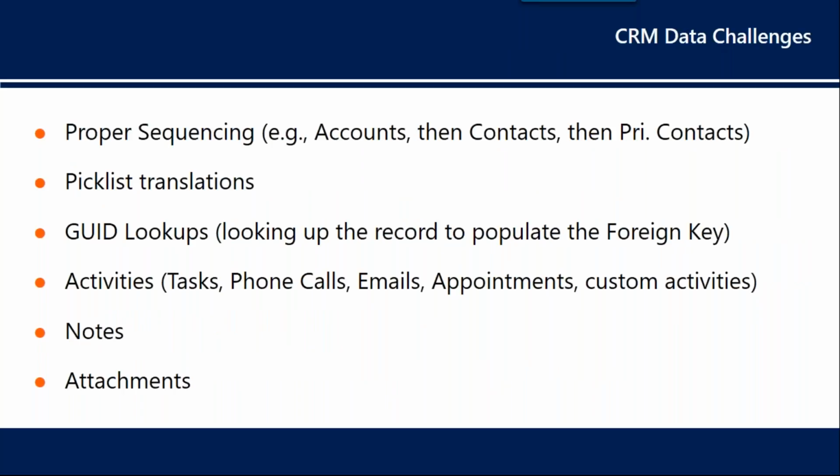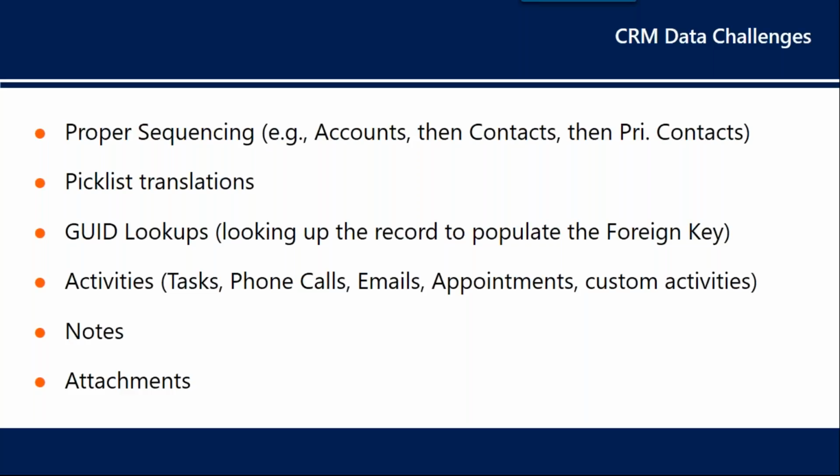Proper sequencing, these are various different CRM challenges. This is true with any kind of data migration. You need to do things in the right sequence, so you can't populate accounts and primary contacts in the same step because the contacts might not exist yet. So first you populate the accounts, then you populate the contacts, then you can update the accounts with the primary contacts.